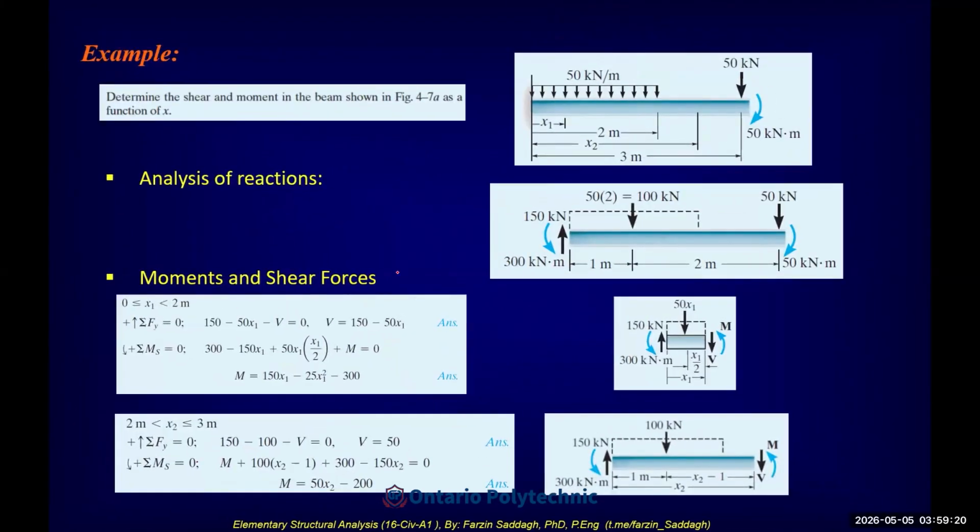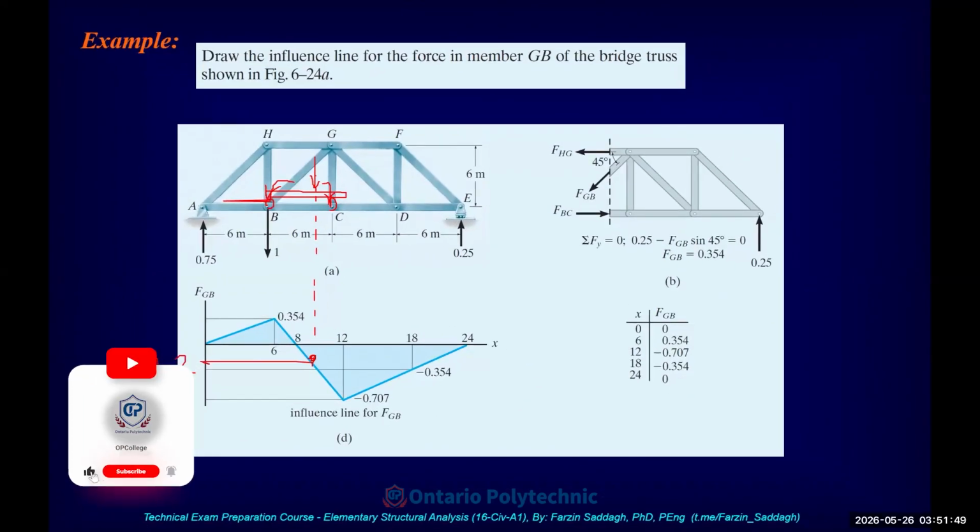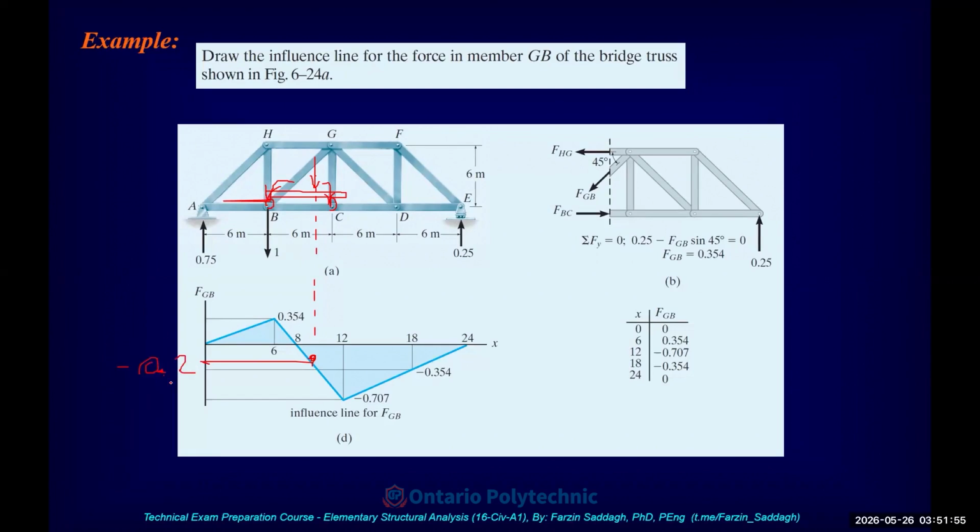When you take the section, it is for x1 in the first part. Again, we use the same method for calculation of the W function. We have this function for this part, and also we have a constant value of 10 kilonewton per meter for this part. In this method, in a section for solving trusses, we consider all forces as tension.